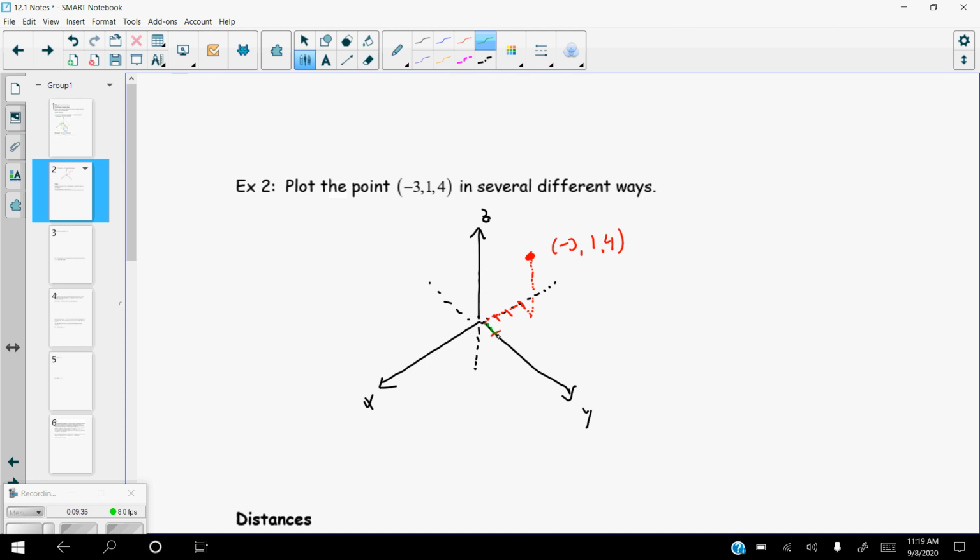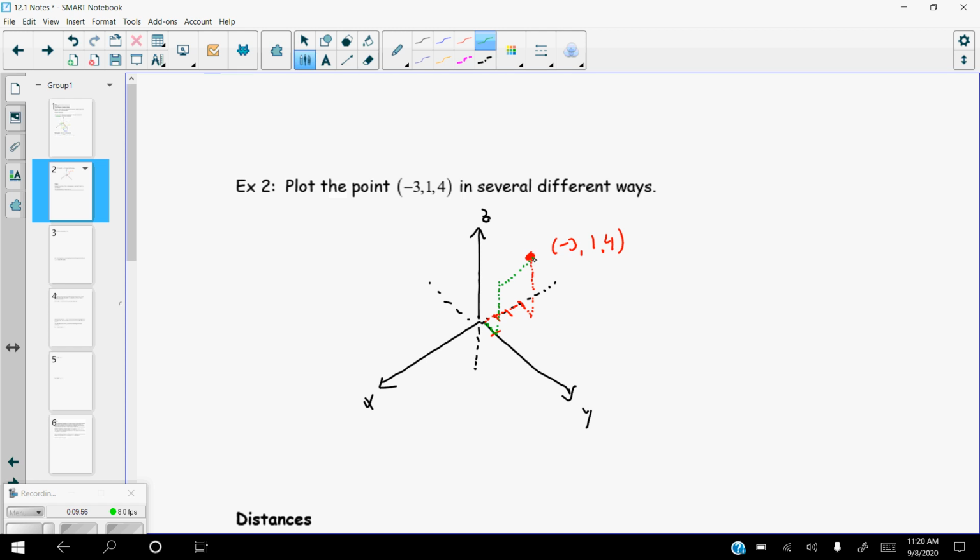Then maybe this time we'll go 4 in the z direction, so we'll go up 4. And then this time we're going to go 3 to the left in the x direction, and we still arrive at exactly the same point. Again, I'm not going to finish off the whole thing, but that's the general idea. So hopefully that is not too confusing. Again, the hardest part is just visualizing.